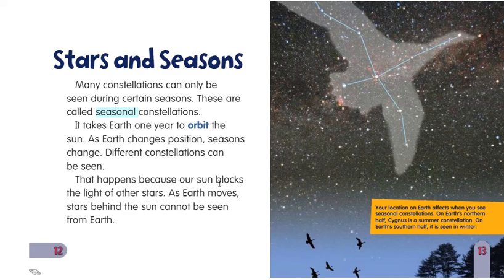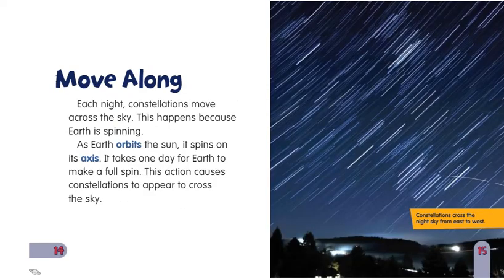That happens because our sun blocks the light of other stars. As Earth moves, stars behind the sun cannot be seen from Earth. So your location on Earth affects when you can see certain seasonal constellations. On Earth's northern half, Cygnus is a summer constellation. On Earth's southern half, it is seen in winter. So that's this constellation here that takes the form of a great bird. We can only see it either in the summer or in the winter, depending on where you live.